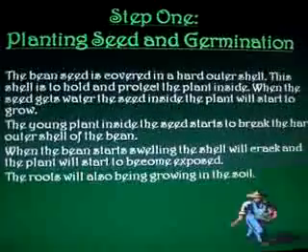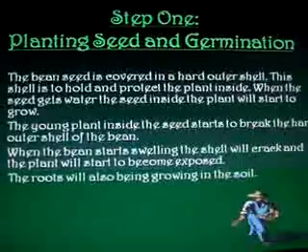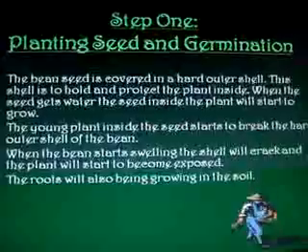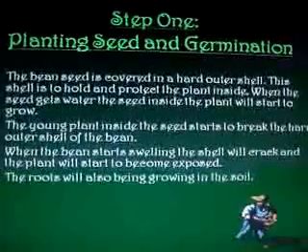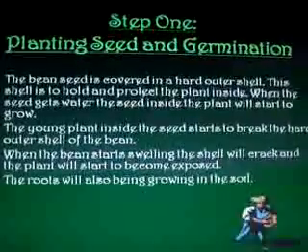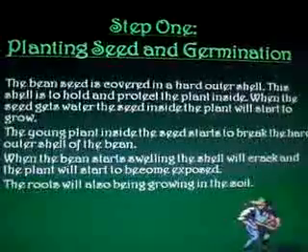This is what makes them different than flowering plants. When the bean starts swelling, the shell will crack and the plant will start to become exposed. Sometimes we even eat those exposed beans, like I said earlier. The roots will also begin to grow in the soil, which will make more bean plants.